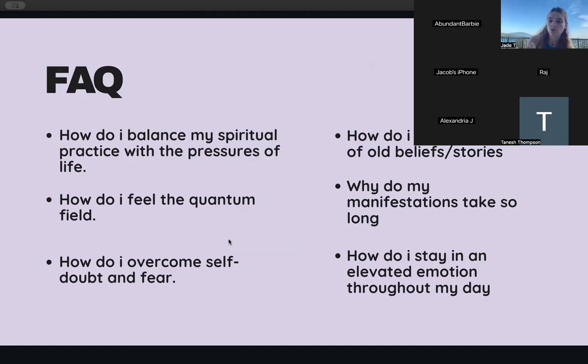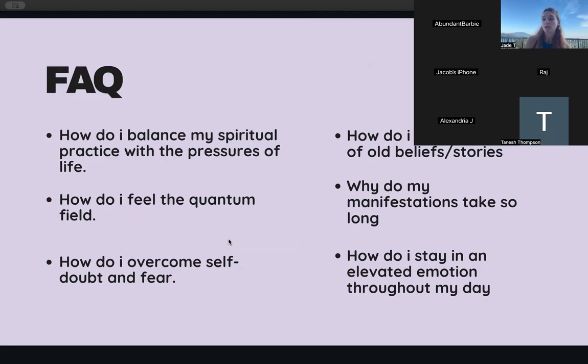Okay, I got this question so often. How do I feel the quantum field? Now, there really is nowhere, no destination with the quantum field. Personally, how I feel the quantum field is me just being in my heart space, me just breathing into my heart. And I think that the more that you are chasing a feeling and have an expectation of what the quantum field will feel like, it's going to take you away from getting there. So don't worry about what it feels like.